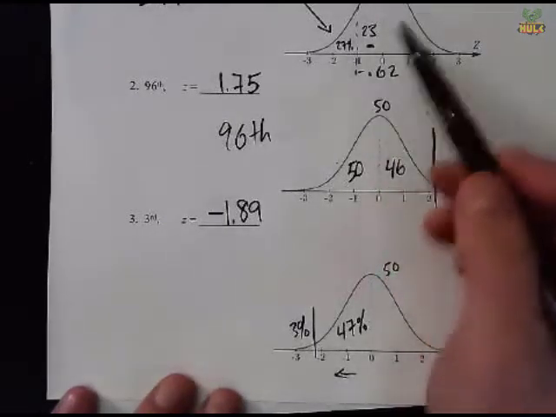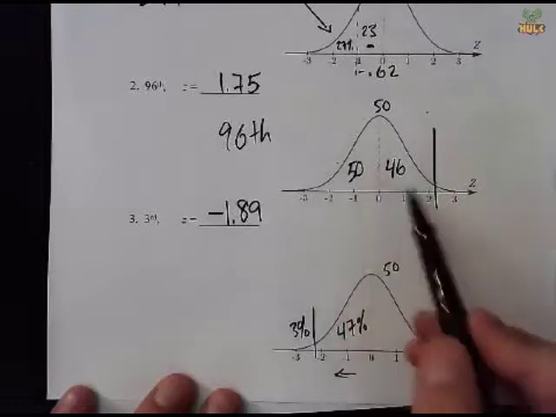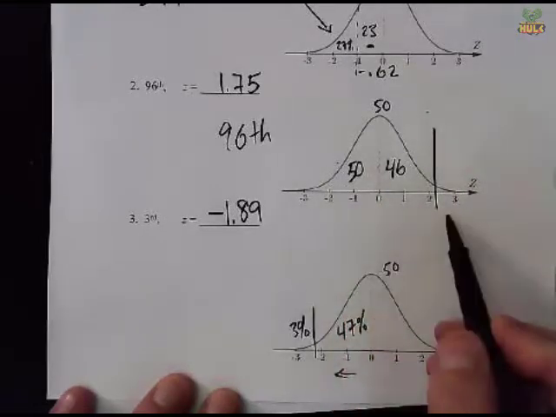Okay, and that's how you go from percentiles to z-scores. Always, if you have to, draw this so that you can keep in mind whether you're on the left or the right, so you know if your z-scores should be negative or positive.